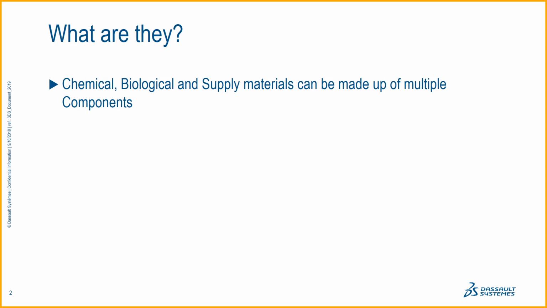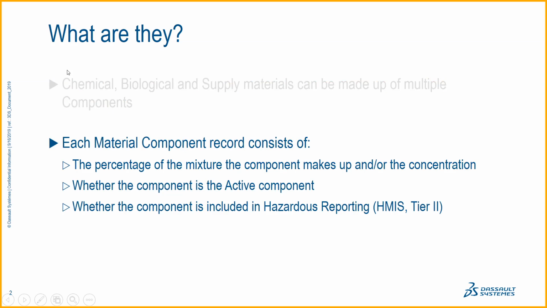So each chemical, and again biologicals and supply materials in CISPRO, can have multiple components defined, and these components basically indicate what has gone in to make up this blend or this mixture material. So each material component record consists of a few things: the percentage of the mixture that the component makes up, and/or the concentration. So we'll see how both of those things work in the actual interface momentarily.